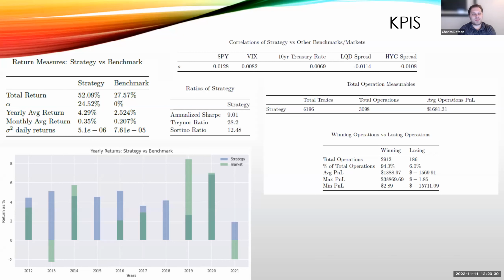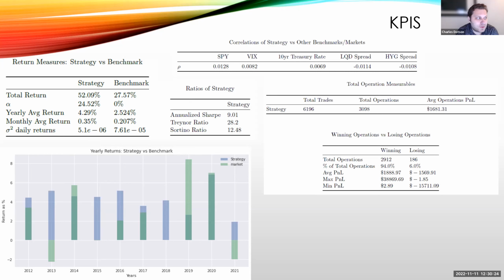So on here, sorry, I threw a bunch of this at you, but this is really the KPIs. You can look at the return measures and the benchmark, and that's great and all. The great part about this is, again, remember, pairs trading or statistical arbitrage, they're all supposed to be market neutral. So you should have no correlation whatsoever to broader markets. And as we can see, that seems to be the case, right? Whether you take equities with the SPYs, you take the VIX, take a 10-year treasury, take the LQD spread or HYG spread, it really isn't correlated at all to the broader markets, which is good, right? We know that it's doing its job.